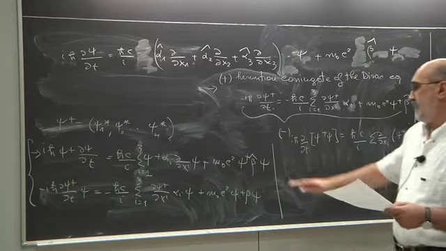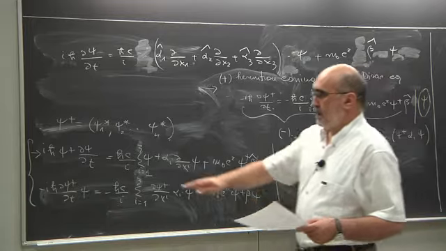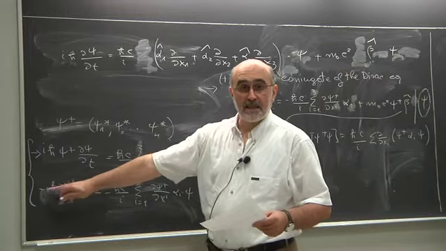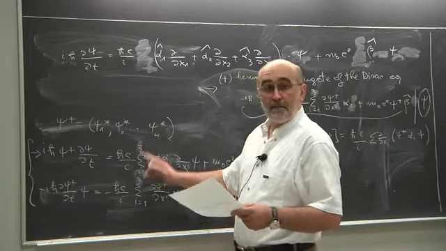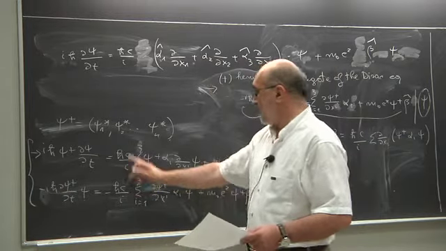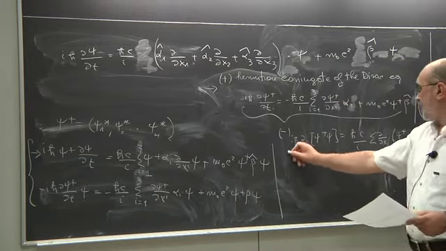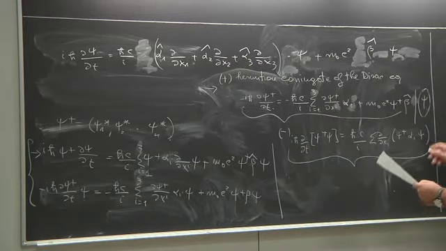Okay? When I subtract, these two go away. These two sum up because there is a minus, and so there is a 2 here. When I sum, there is a 2 here that cancels, and these two instead cancel against each other. So you are left with this equation.